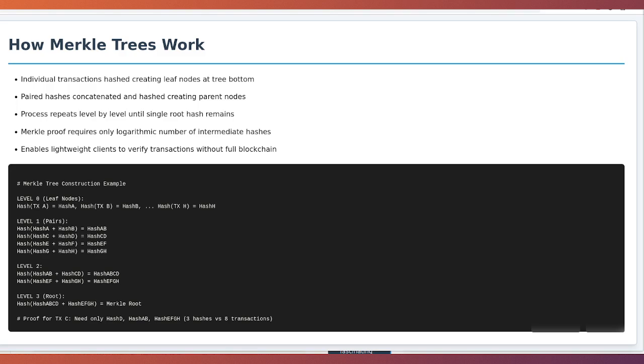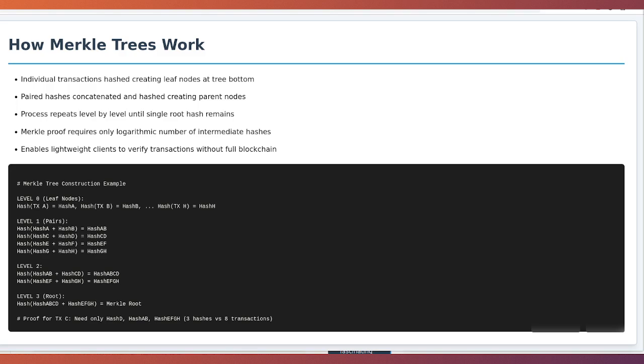Next, we pair up these hashes and hash the pairs together. We concatenate hash A and hash B together, then hash the result to get hash AB. We do the same with hash C and hash D to get hash CD. Same with E and F. Now we're at the second level with 4 hashes.